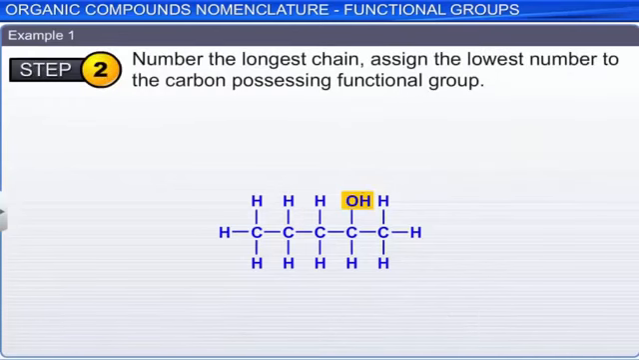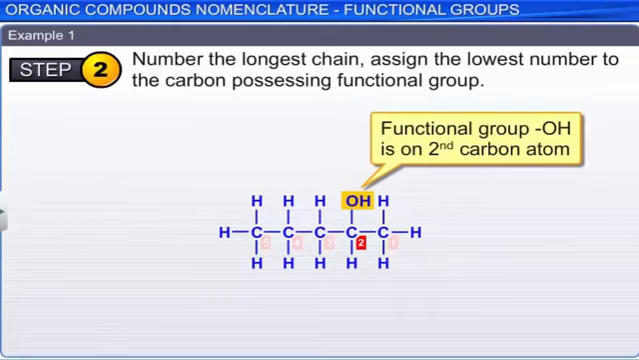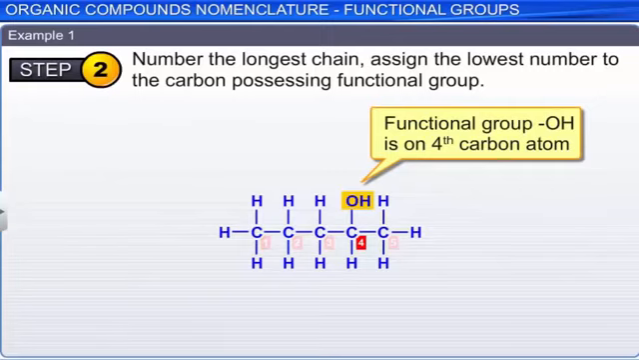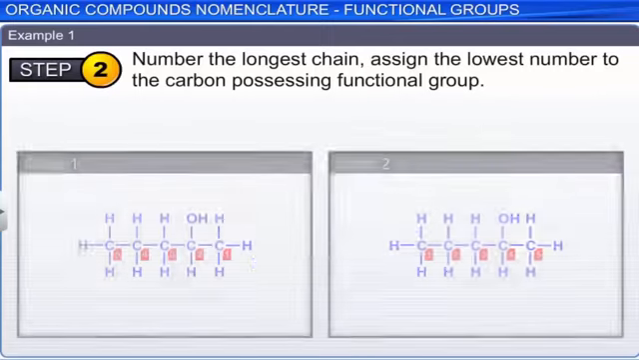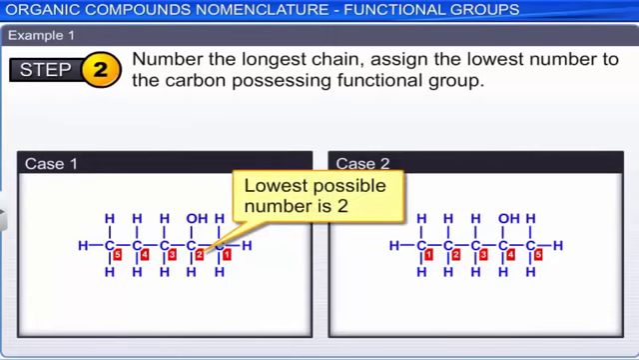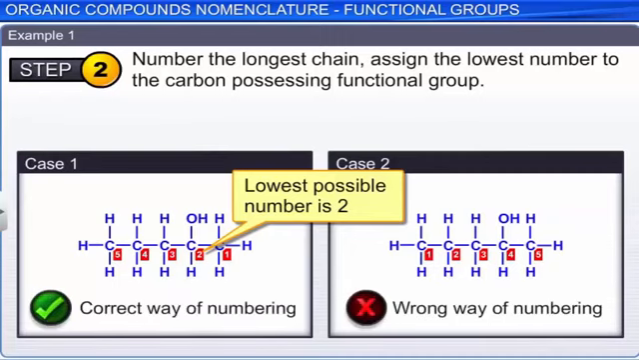Step 2. Number the longest chain. If we number the chain from right to left, then the OH group is on second position. And if we number the carbon chain from left to right, then the OH group is on fourth position. As per the naming convention, functional group should be attached to the carbon atom with the lowest possible number. Hence, case 1 is the correct way of numbering.